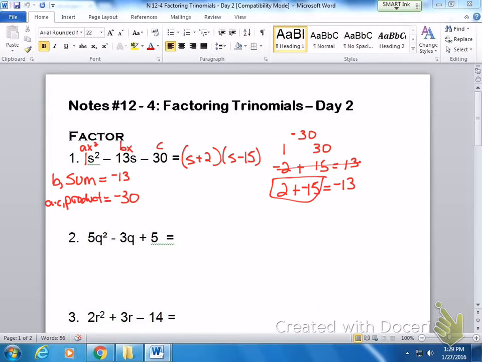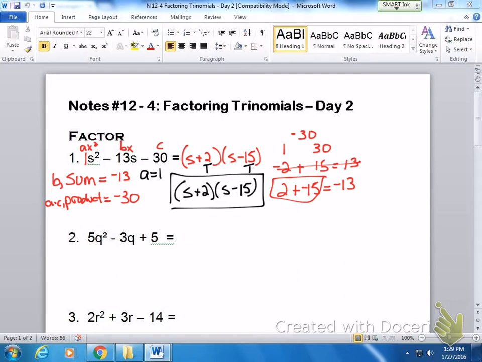Now the last thing we need to do is divide everything by a. Luckily for us, on this one, a equals 1. So if I divide both of these by 1, nothing will change. So my answer is s plus 2, s minus 15. And again, we could distribute that and see if we're correct, which we should be. Let's go to number 2.